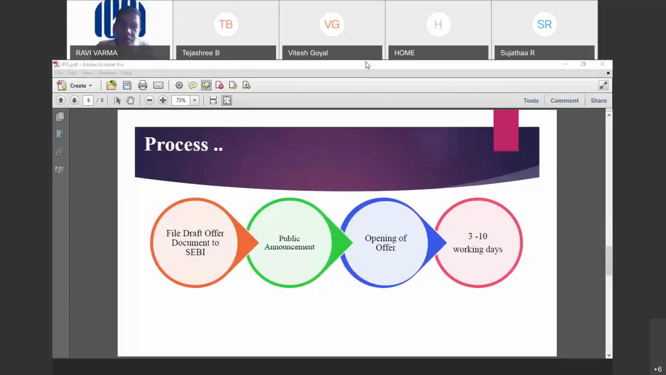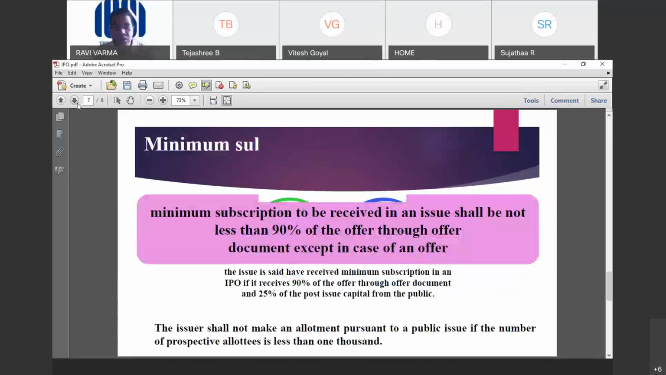Offer to be kept open for 3 to 10 working days. People do keep it minimum because every IPO nowadays gets so oversubscribed that they keep it open for 3 to 5 working days. Right? So this is the process. Is it clear now? I am sure that you all have taken this shot.